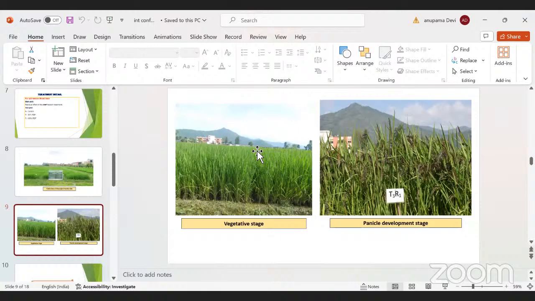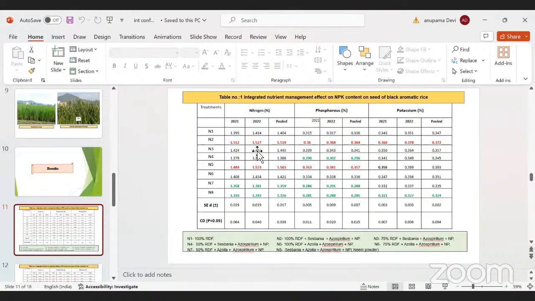And this is the effect of nutrient management on NPK content in rice. Here the nitrogen content is highest in N2, which is at par with N5. The lowest nitrogen content is in the organic treatment, which is at par with N7. In the phosphorus content in the seed also, the highest content is in N2, which is also at par with N5.